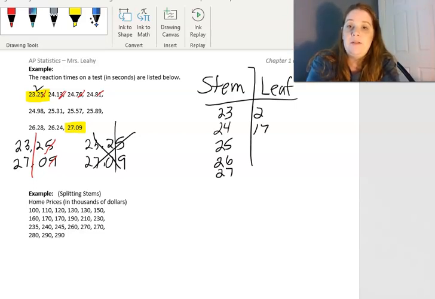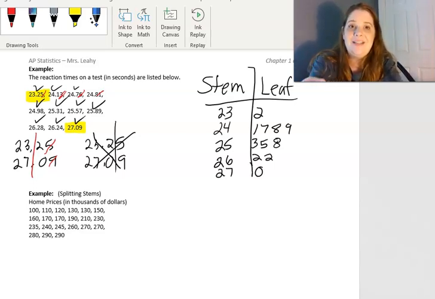24 | 7. Okay, got those two. 24 | 8. 24 | 9. Notice that I'm not putting commas here, and I'm not putting any decimals. We'll deal with the decimal in the key. 25 | 3, 25 | 5, 25 | 8. Okay. 26 | 2, 26 | another 2. And 27.9, 28.0. So I'm truncating off that last digit there.